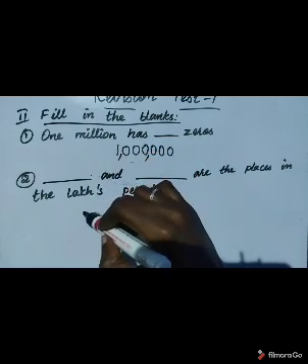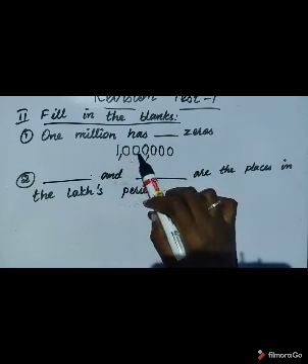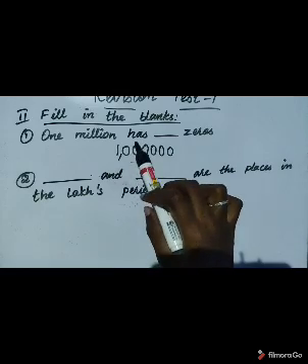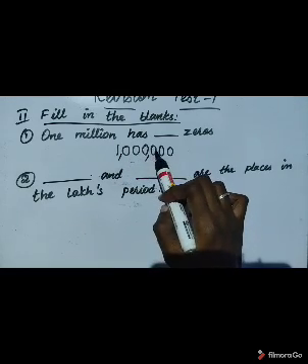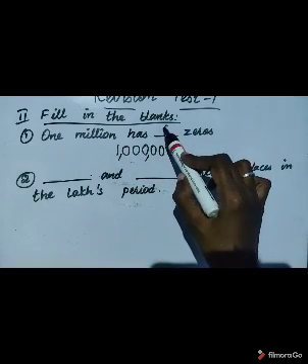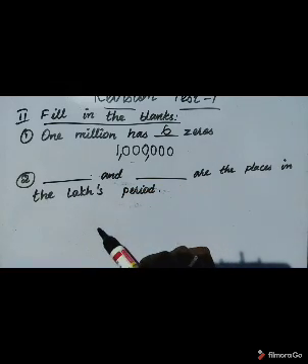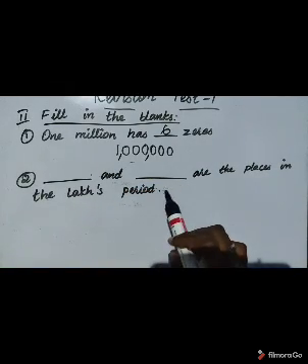So how many zeros are there? 1, 2, 3, 4, 5, 6. 6 zeros are there. So 1 million has 6 zeros. Again, dash and dash are the places in the lakhs period. In lakhs period, what are the places there?